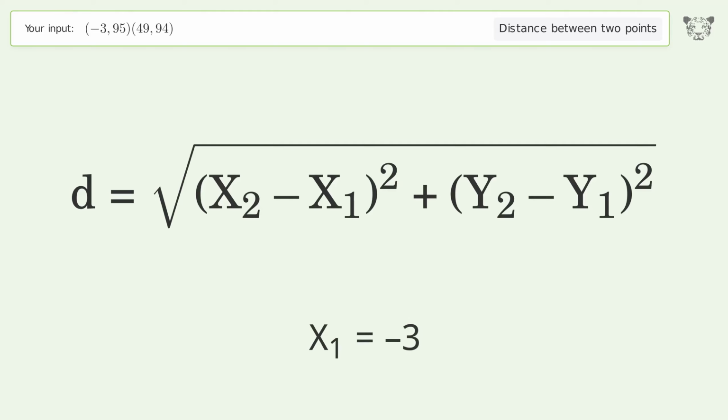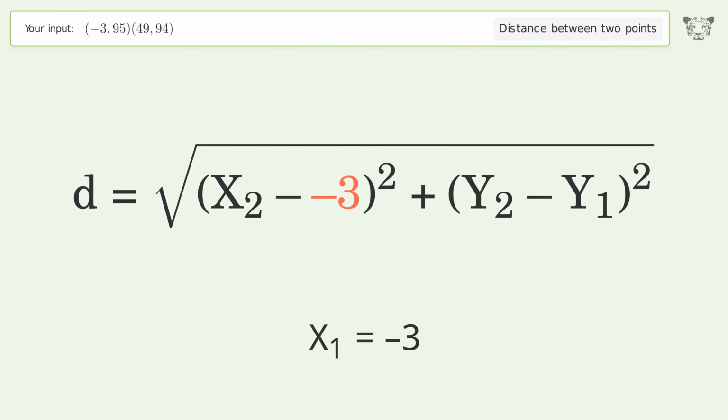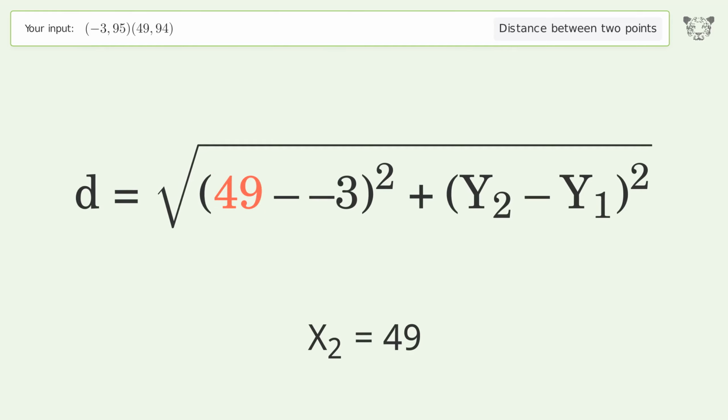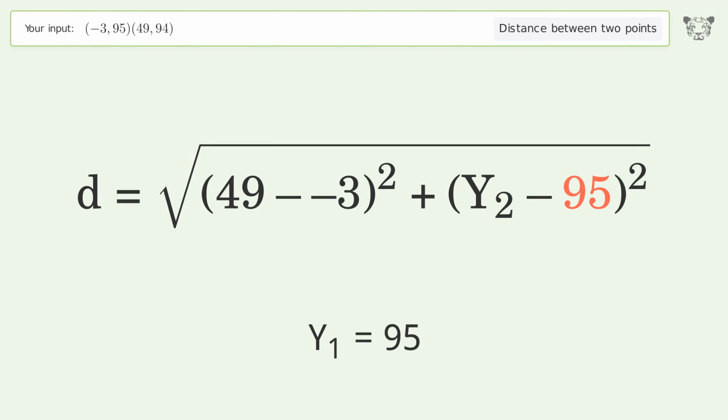x1 equals -3. x2 equals 49. y1 equals 95. y2 equals 94.